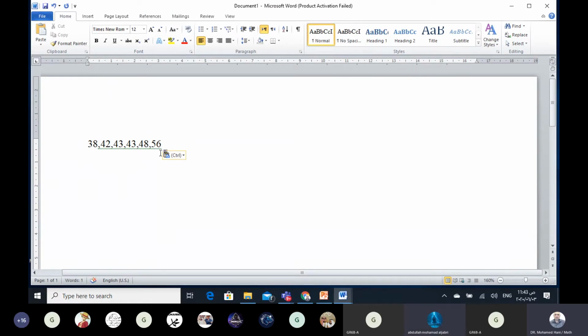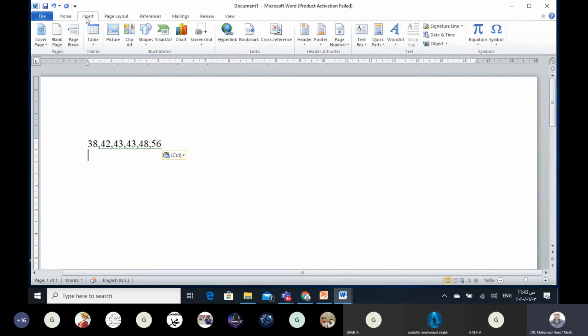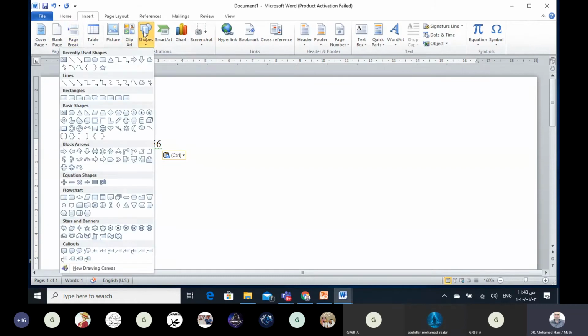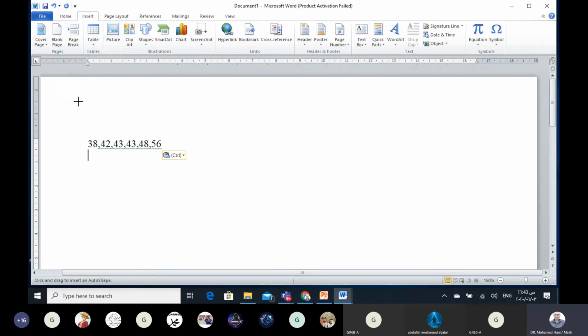Okay, this is the data after the order. Now count how many numbers we have. 1, 2, 3, 4, 5, 6. We have 6 numbers, which means we have an even count. So take the two numbers in the middle. Here we see the two numbers in the middle.